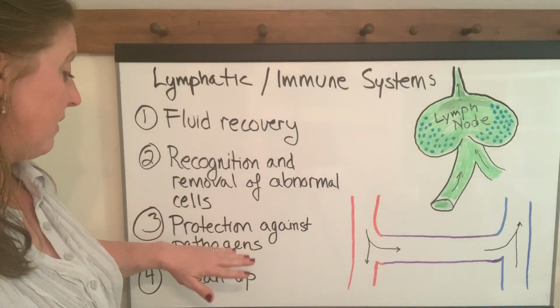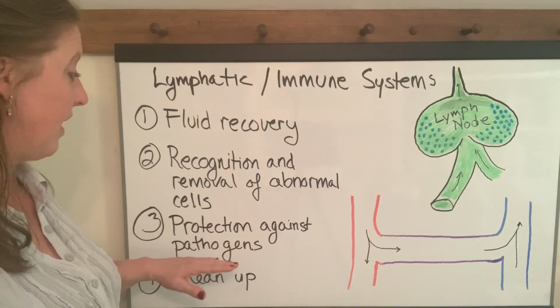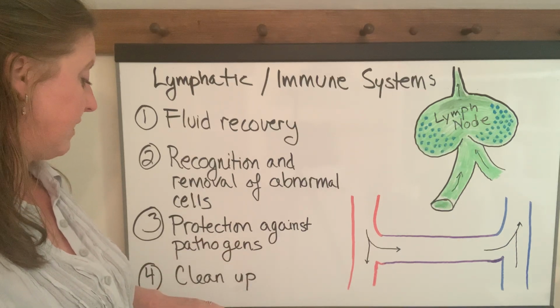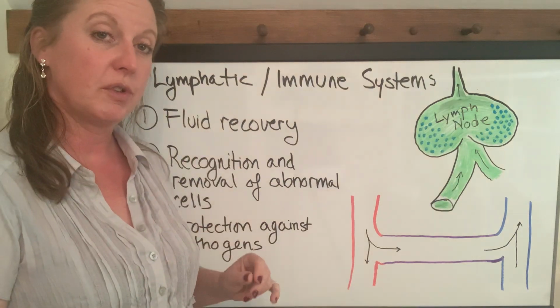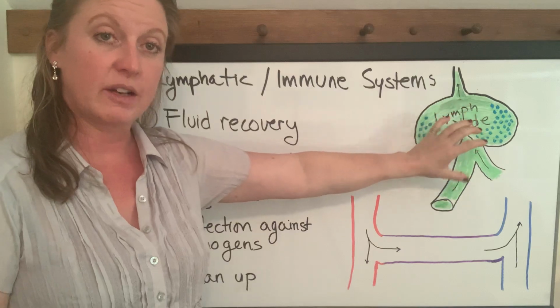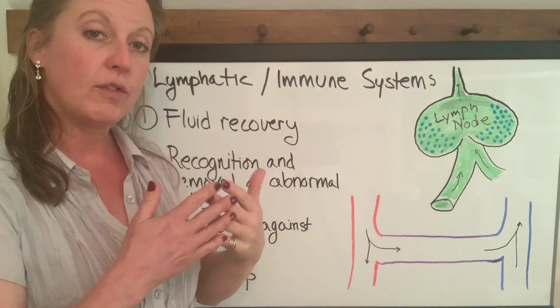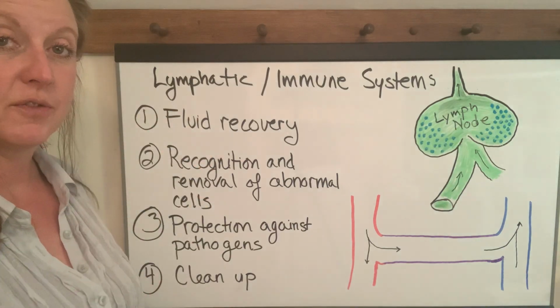We'll talk more about these other functions, the recognition and removal of abnormal cells, protection against pathogens, and even cleanup, as we move forward through the immune system. But this is where the lymphatic system, the lymphatic vessels and the lymph nodes, overlap with the immune system, and combined they have these functions.